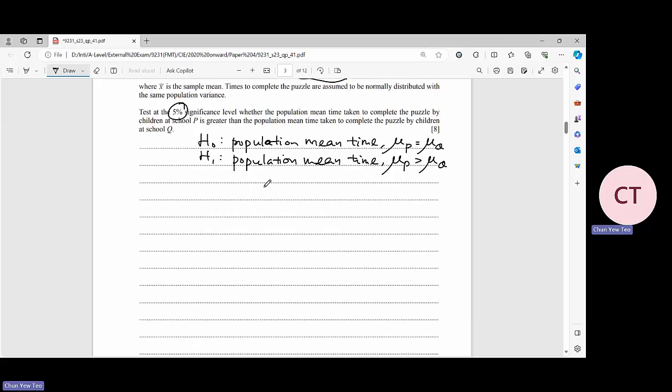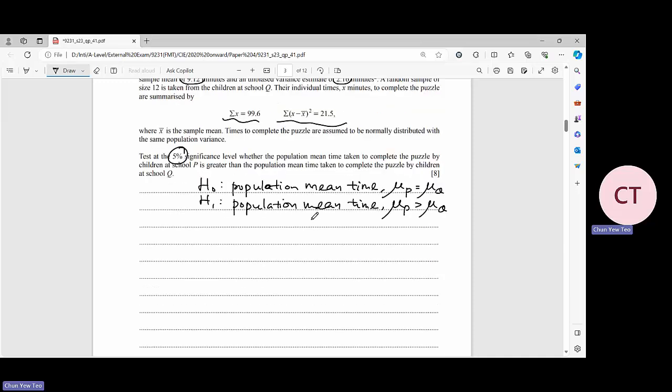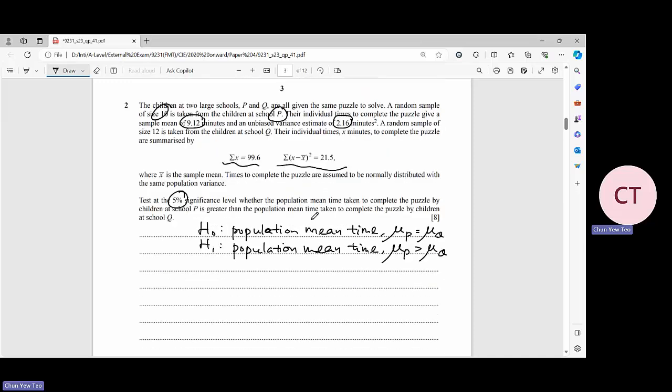Now, the data for Q is representing X, so the data for P, I will use Y to represent it. First of all, we find the bar x. Bar x is this value, 99.6 divided by, what is the n? n is 12. So you just press the calculator, you get 8.3.